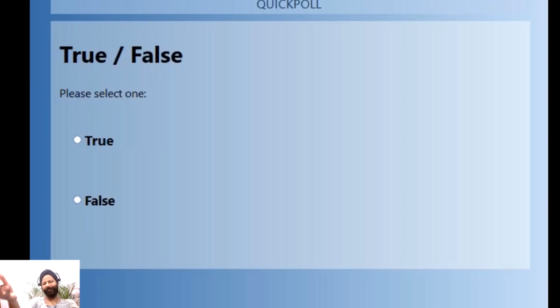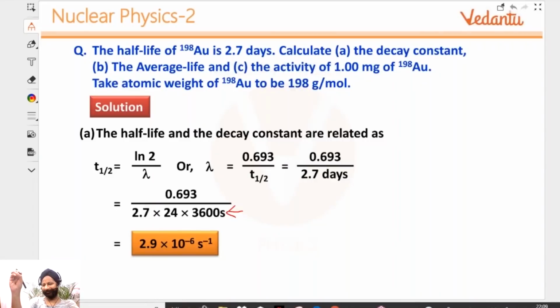So 1 by lambda and activity, we already did all that. 1 mole has Avogadro's number of atoms or nuclei. We are interested in the nucleus. So nucleus.